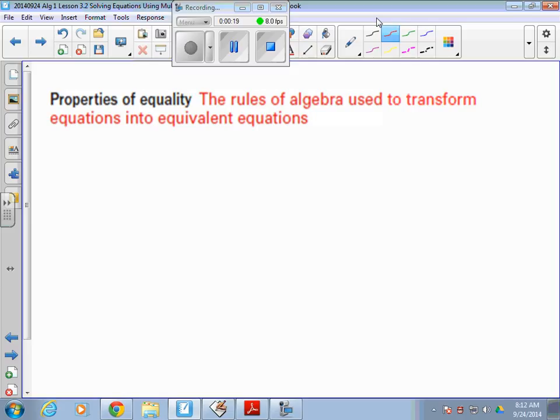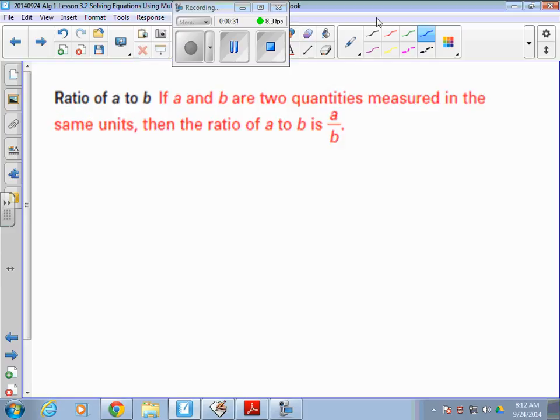Properties of equalities are rules of algebra used to transform equations into equivalent equations. What that means is it's the rules you use for each solution step to solve an equation.